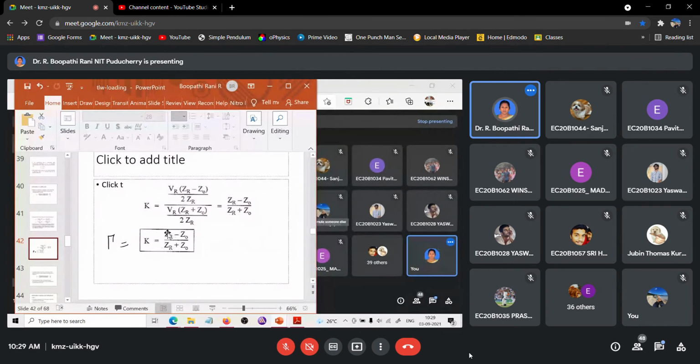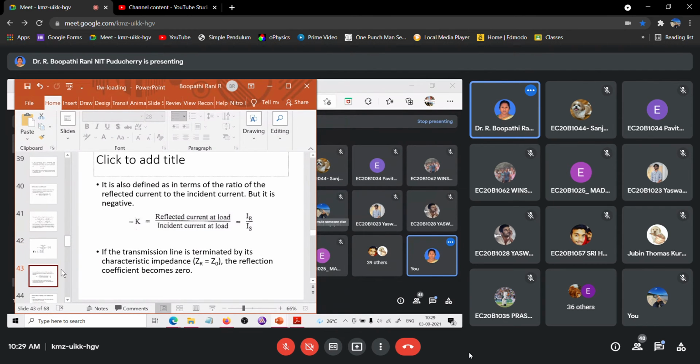ZR is the receiving end impedance. It is also called the terminating impedance, or the load impedance. Z0 is the characteristic impedance. And this can be found using the reflected and incident current also. That time we define it using a negative sign, because as far as current is considered, the direction of the current changes. So it is denoted as minus K.